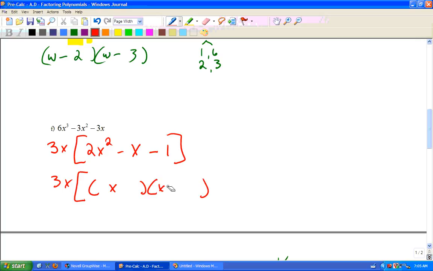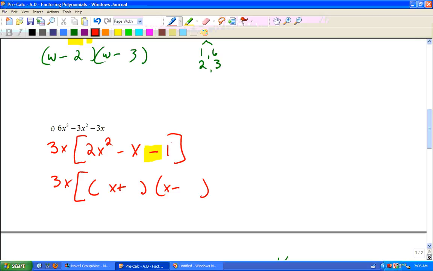Now, in this case, we know one of these expressions is going to have a 2. We just don't know which one yet. So we're going to start by figuring out what our signs are going to be in between these two. Because this is a minus, that tells you that the signs are going to be different. The only way we can have a negative is when one's positive, one's negative. So I'm going to put a plus here and a minus here.